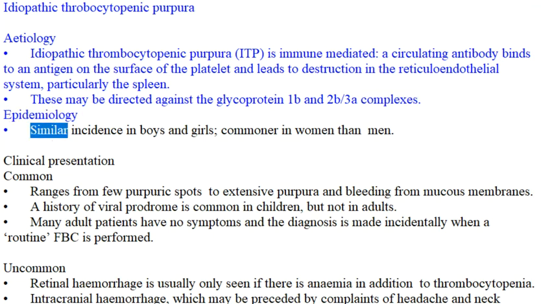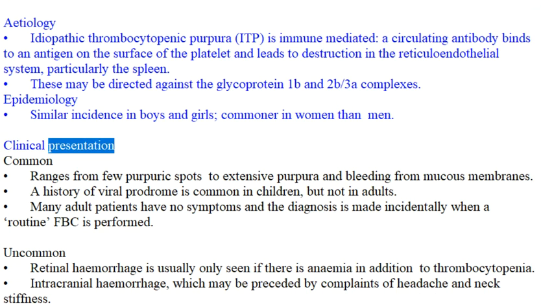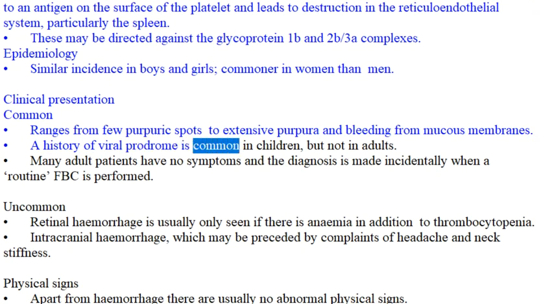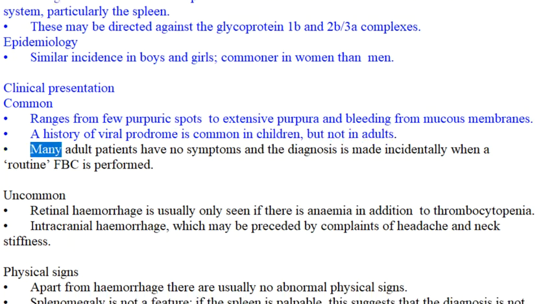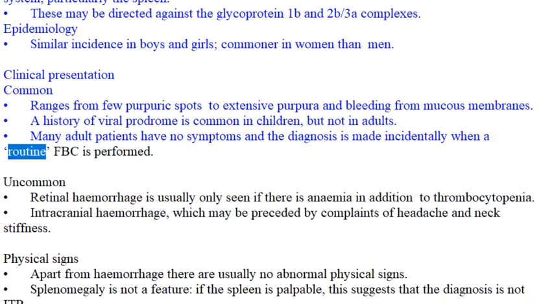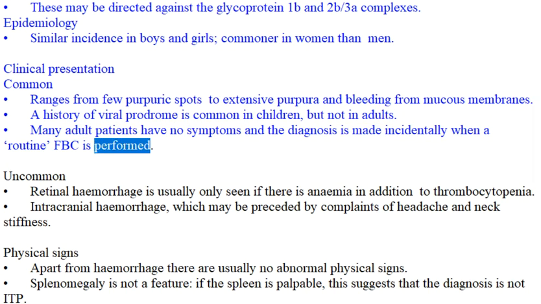Epidemiology. Similar incidence in boys and girls, commoner in women than men. Clinical presentation. Common. Ranges from few purpuric spots to extensive purpura and bleeding from mucous membranes. A history of viral prodrome is common in children, but not in adults. Many adult patients have no symptoms and the diagnosis is made incidentally when a routine FBC is performed.